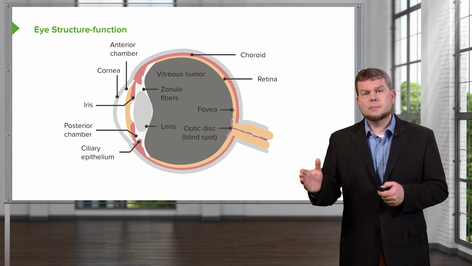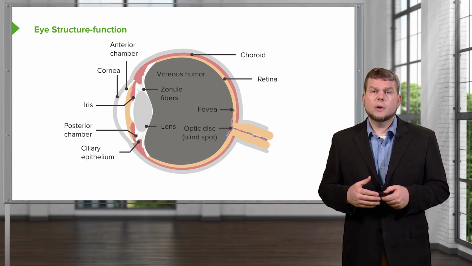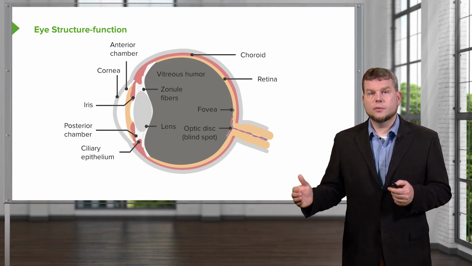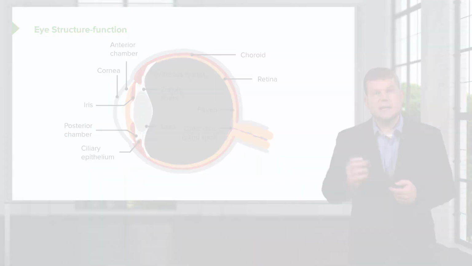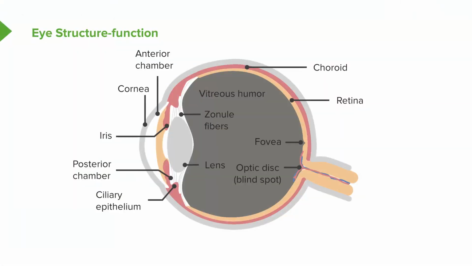You also have the optic disc. The optic disc is where the optic nerve leaves from. So there are actually no photoreceptors in the optic disc. It's a blind spot if you want to think of it as such. You will not see any images in this spot because this is where the nerves are traveling back to the brain.